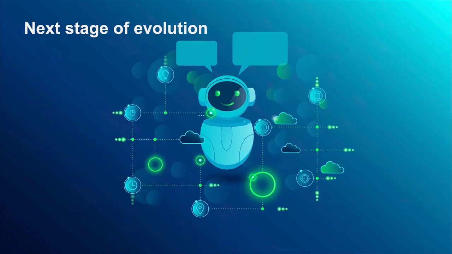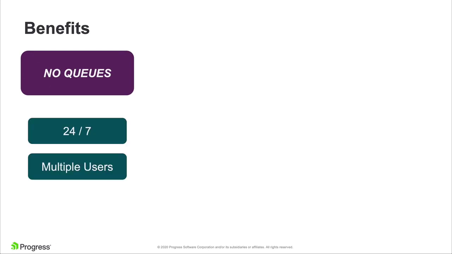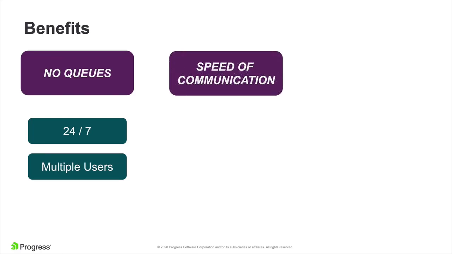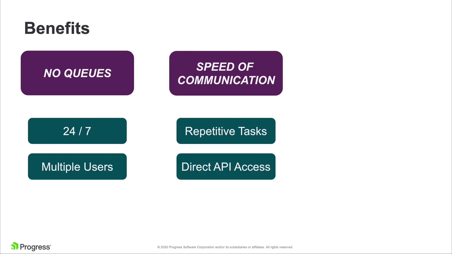The next stage of evolution is introducing a chatbot to your company to allow customers to communicate with you in a more automated fashion. Chatbots obviously come with their own benefits, like no queues because they can work 24/7 and they can handle multiple users at the same time. Chatbots also greatly increase the speed of communication. They're great at handling repetitive tasks and they have direct access to the API, so they can query your backend and provide an answer to the user almost immediately.